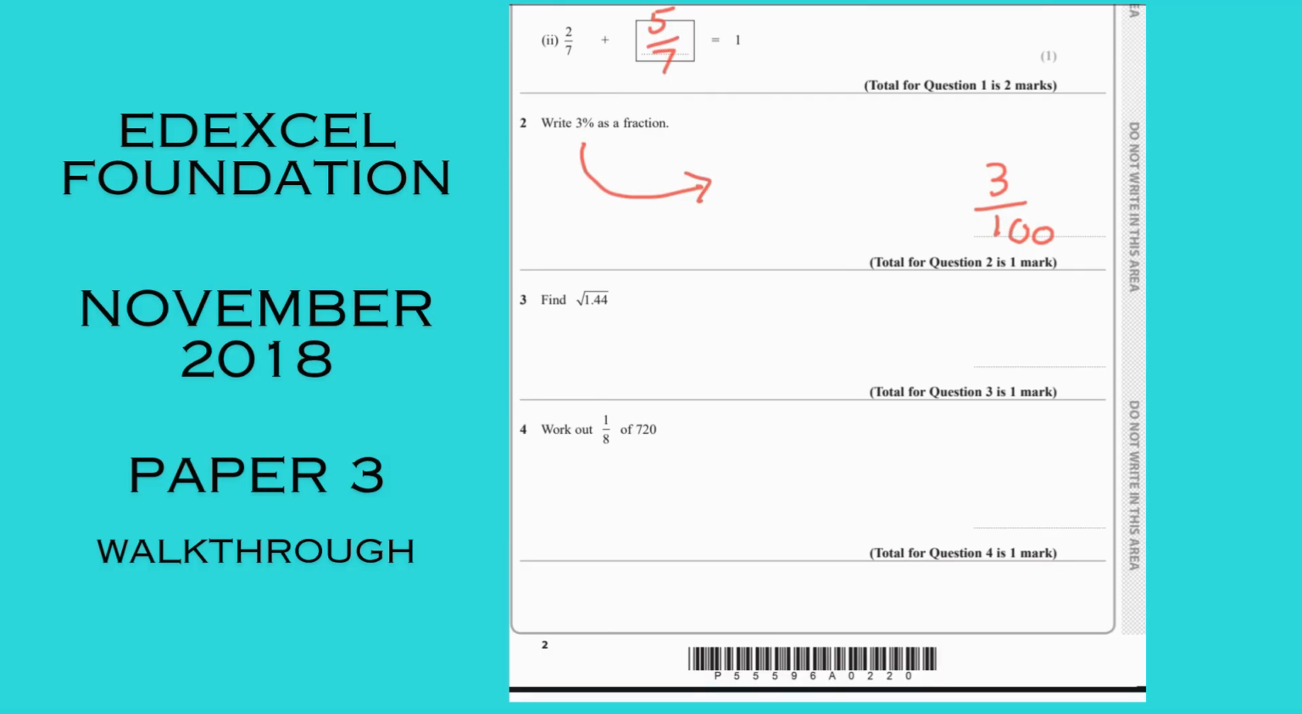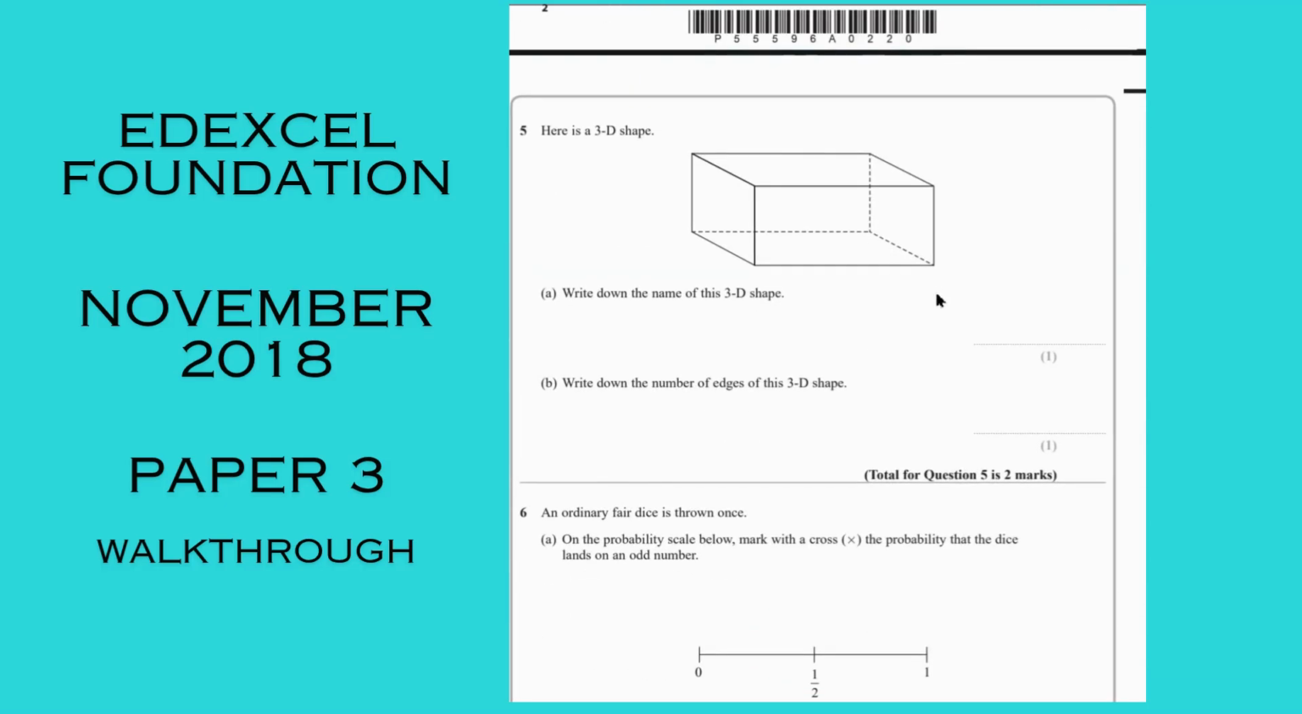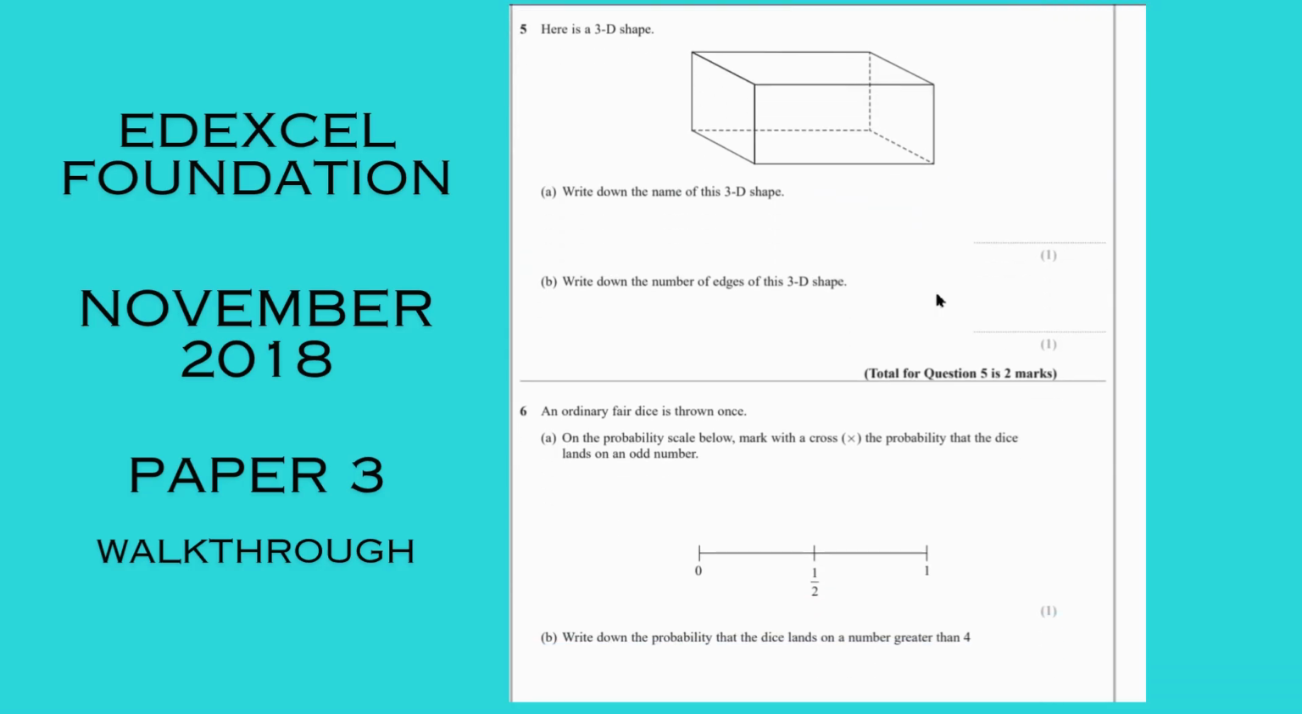Find the square root, so again, rely on your calculator. In it goes. Hopefully you get 1.2. Question 4, if you're doing fractions of amounts without a calculator, it's usually divide by the bottom. So now you've got a calculator, you can just do exactly the same thing to get the correct answer of 90. So on to some knowledge of 3D shapes, so that the sides are different, so not a cube, it's a cuboid.